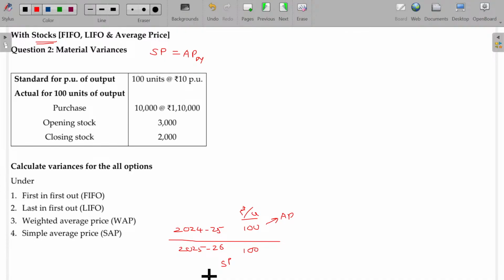But the actual price may be totally different in the year 25-26. We made this decision on 1st April 25. During the year, the price may gradually change to 102, 105, like that over the year. So remember here, the standard price of the current year is nothing but the actual price of the previous year.